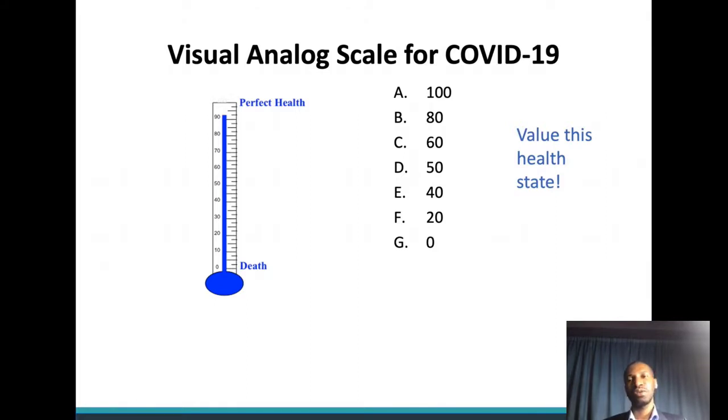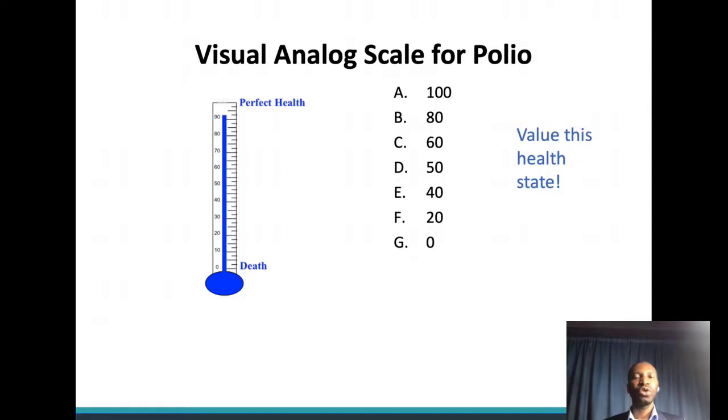Suppose that these are responses that we got from a bunch of respondents: one who chose A, which is 100, another one who chose B, which is 80, and another one who chose E, which is 40, and so on and so forth. How would you value these different health states for these different respondents? Okay, we can do the same thing for polio too.